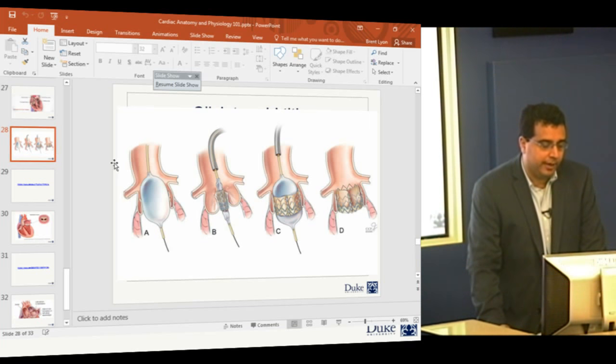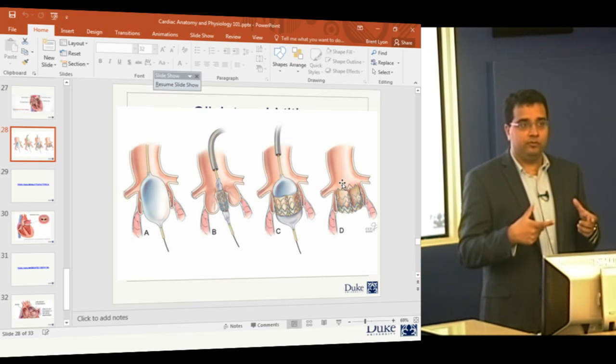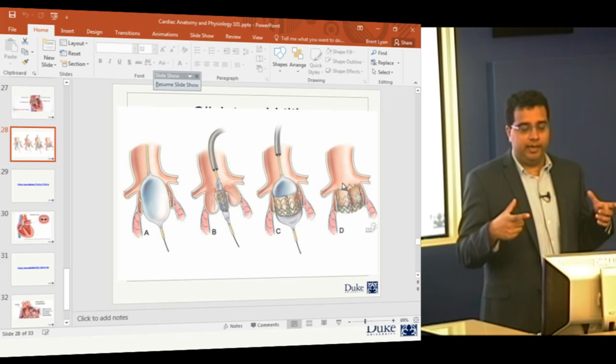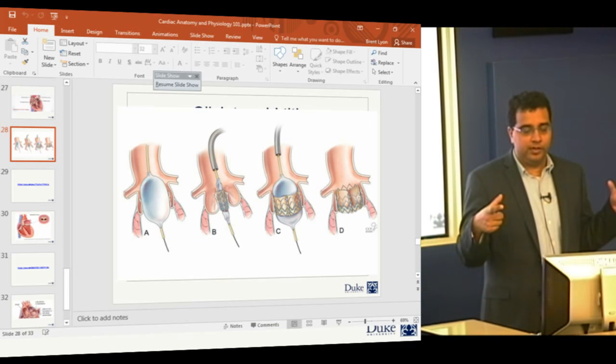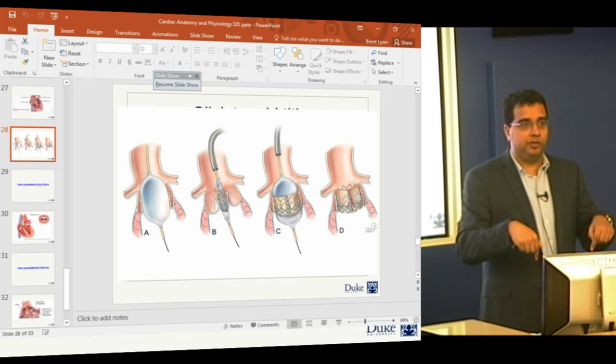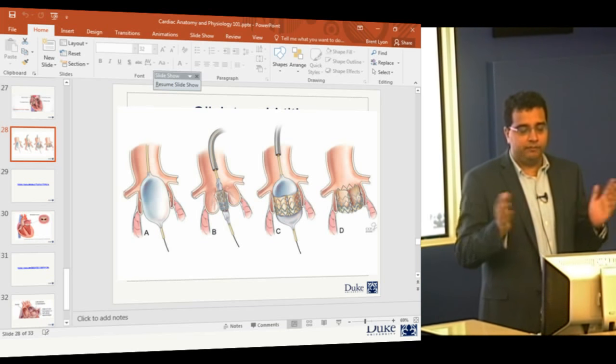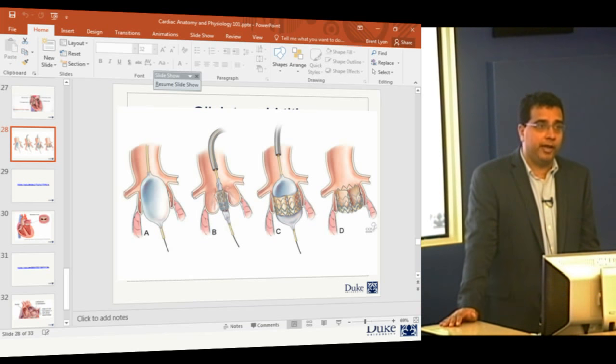So what you're seeing the valve made out of is a stent. That stent basically is self-expanding sometimes, or is balloon expanding other times, but what it does is prevent leak, meaning blood going the other direction. And then the valve itself is made out of pericardium from a pig or a cow, depending on which valve it is.